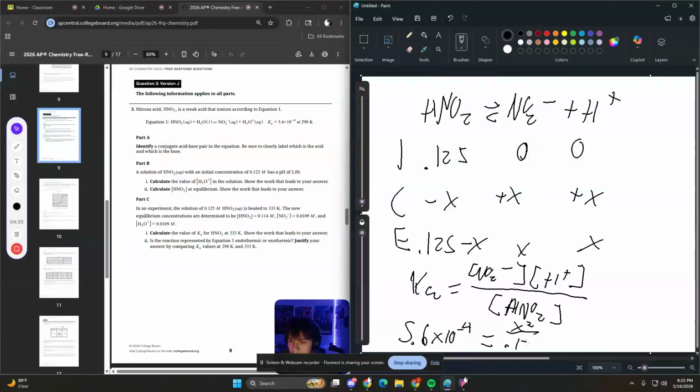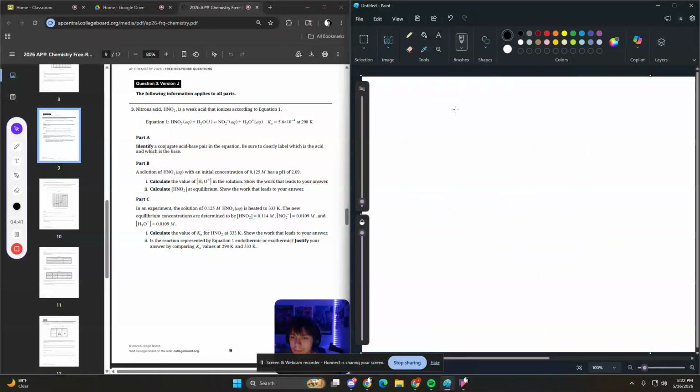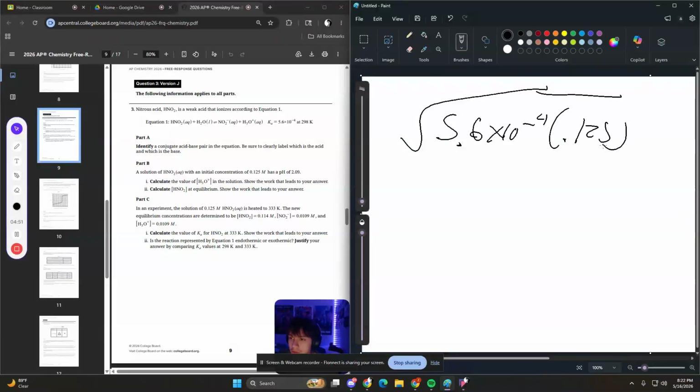So we'd put 0.125. Then we would just move this onto the other side and then square root it. So if we just do that, square root of 5.6 times 10 to the negative fourth, times 0.125, and then our square root. So from this, let's plug it into our calculator.